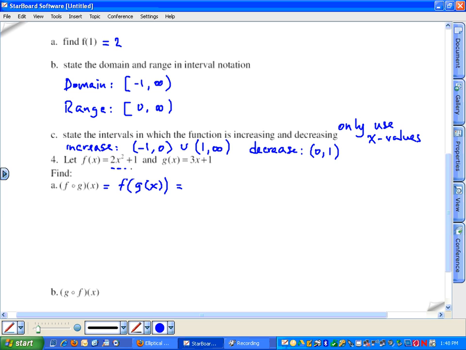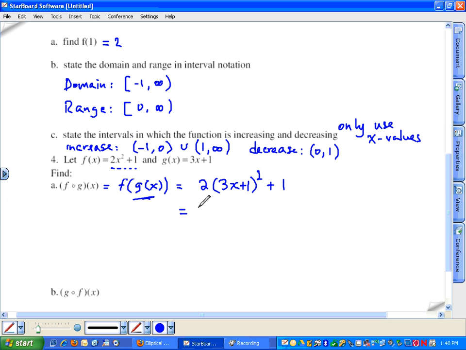So since the f function is the function that's receiving the g function, I'm going to take a look at the f function here, and anytime there's a spot for an input, I'm going to turn that into an empty parenthesis. So 2 empty parentheses squared plus 1. The x acts as an input, so it becomes an empty parenthesis, and inside the empty parenthesis goes g of x, which is 3x plus 1.